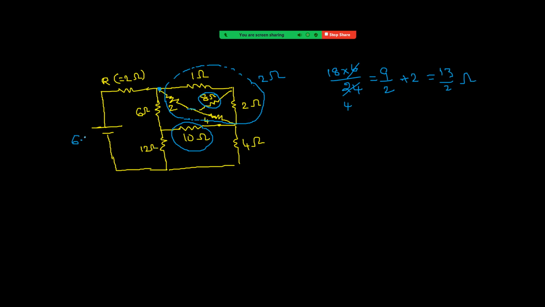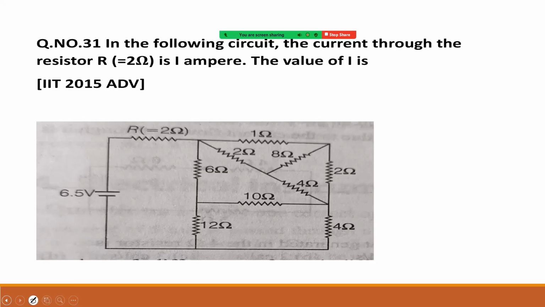And we are given this is 6.5 volt. Therefore, current equals 6.5 volt upon 13 by 2, means 6.5 ohm. It is equal to 1 ampere. So 1 ampere current flows now through this one. Okay. That is simply having two Wheatstone bridges in same question. If you are able to identify that, it is very simple. See next one.